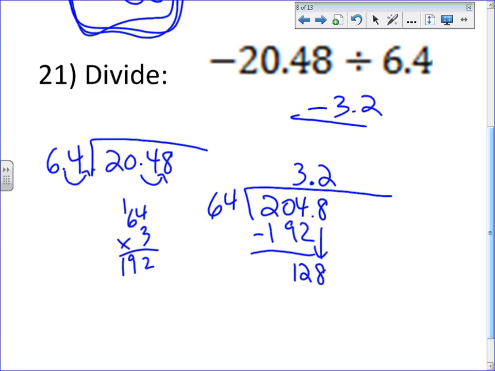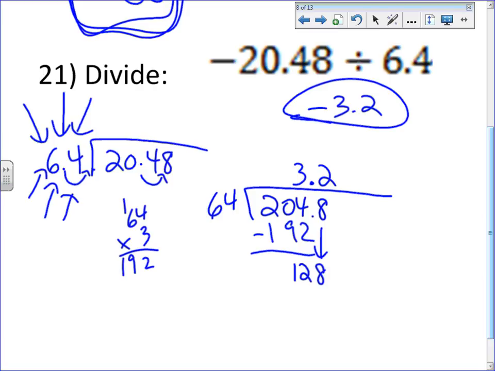Answer, negative 3.2. So the important thing to remember for this, you cannot have a decimal on the outside of the box. The other important thing to remember is write down your sign before you even do the division.